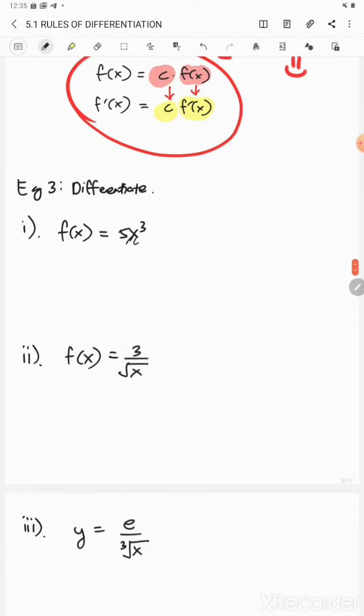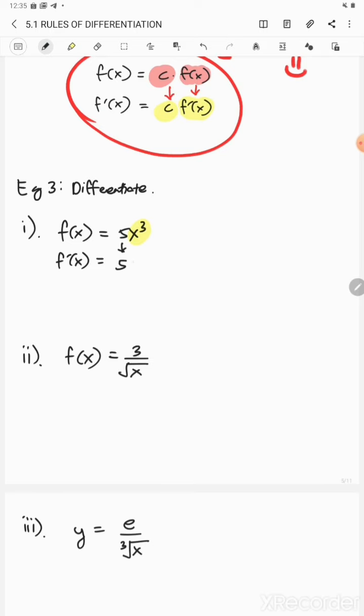f(x) equal to 5x power of 3. Okay, which one is constant? We know that 5 is a constant, right? Just bring it down, just write 5 and then differentiate only the function x power of 3.